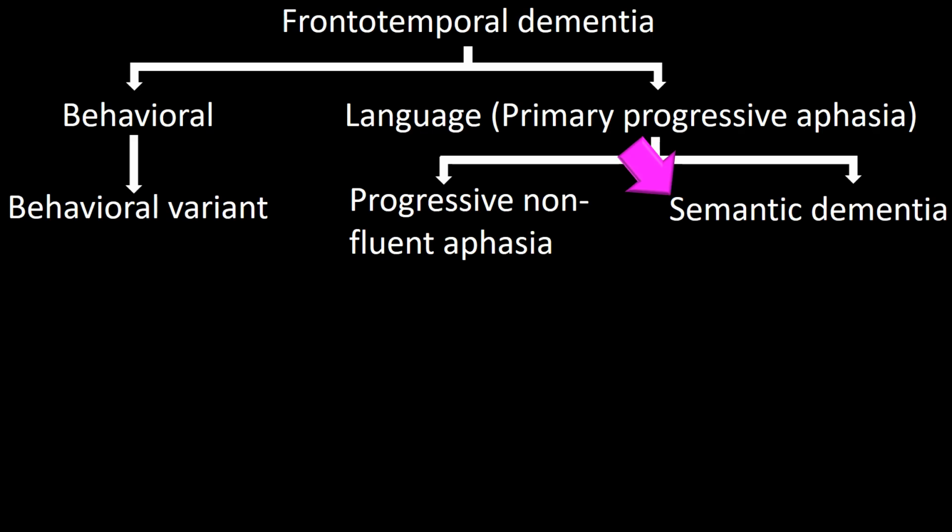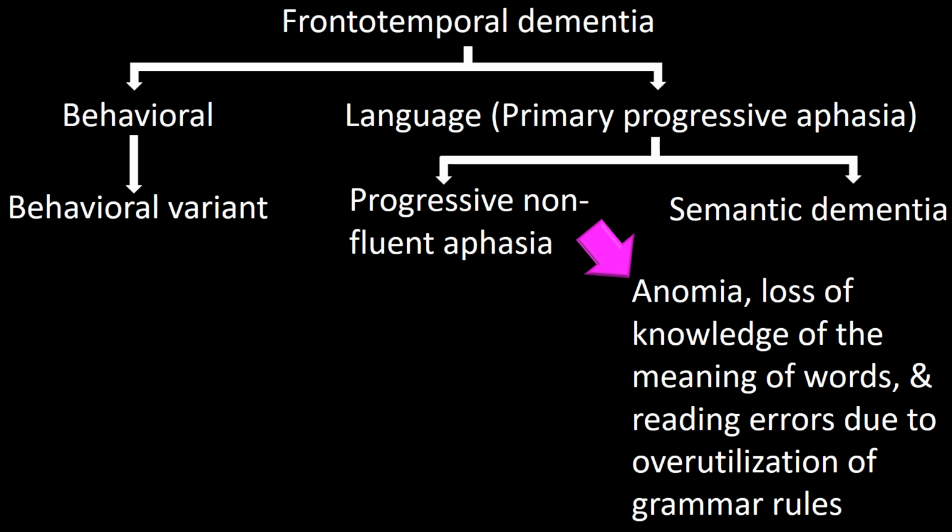Semantic dementia is currently classified as a form of frontotemporal dementia, which is divided into those affecting behavior, called frontotemporal dementia behavioral variant, formerly called Pick's dementia, and those with primary language problems, which include progressive non-fluent aphasia and semantic dementia.